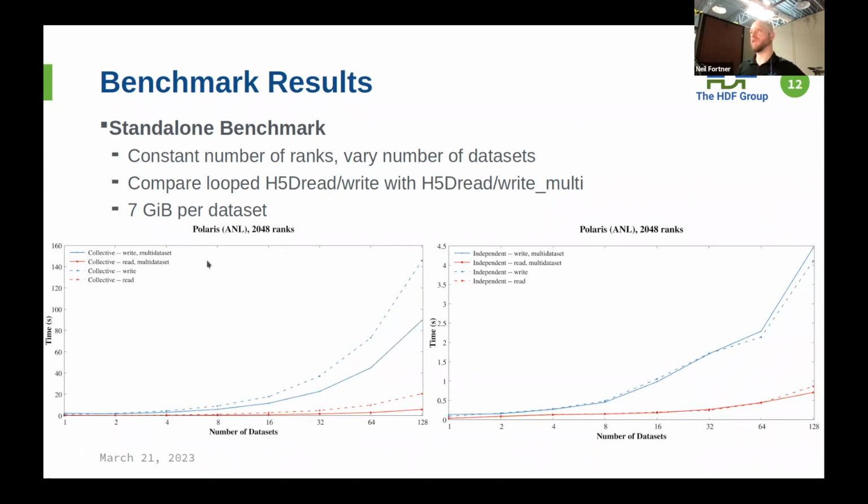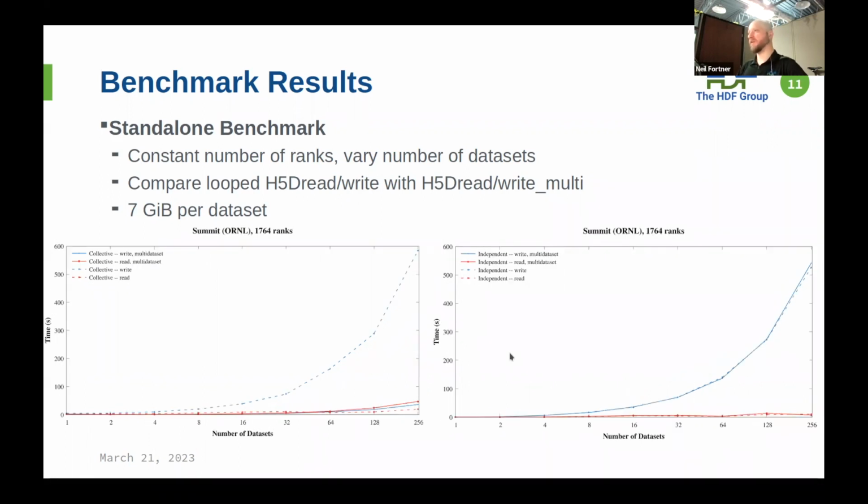And this is essentially the same benchmark, but on a different system. Here we show that in the collective case both read and write are improved. Independent is also more or less the same as expected. However, if you look at the scales, on this machine independent is much faster than collective. So this is a case where you would probably just want to use independent IO, and you could use the multi APIs for convenience, but you would probably want to use independent low-level IO.